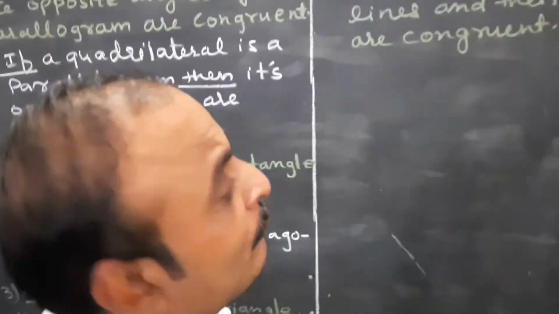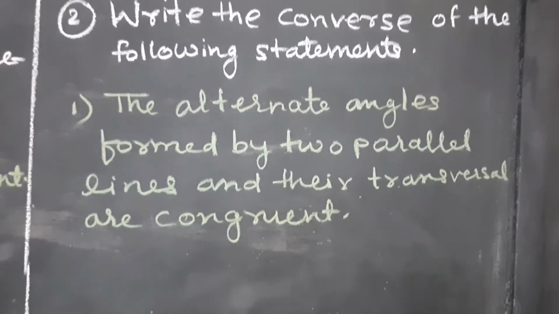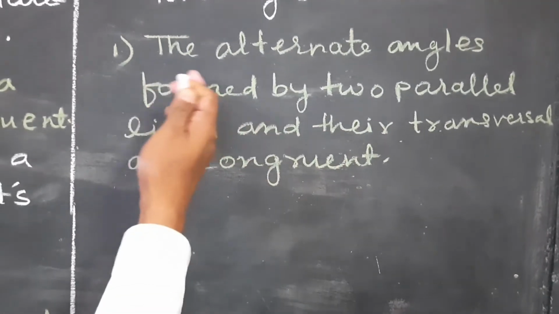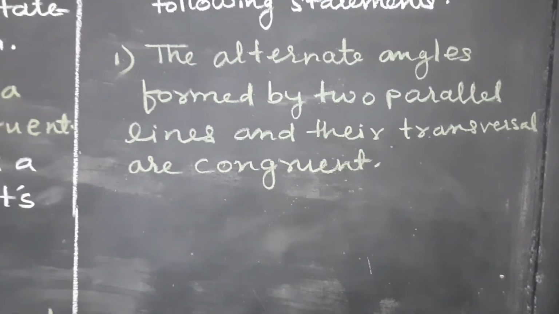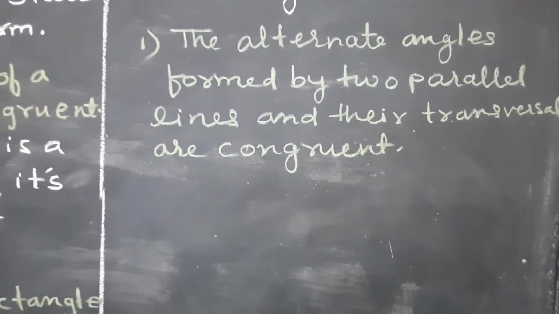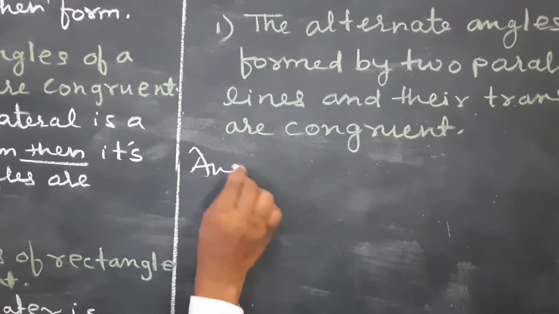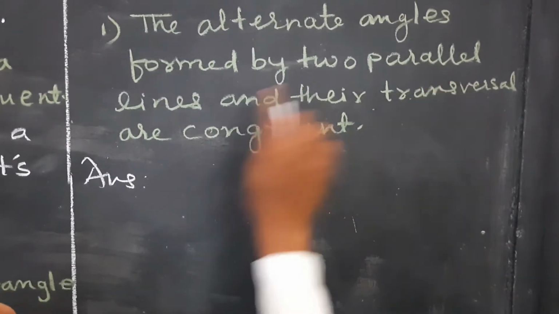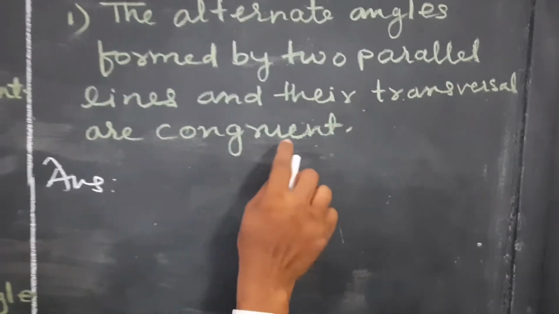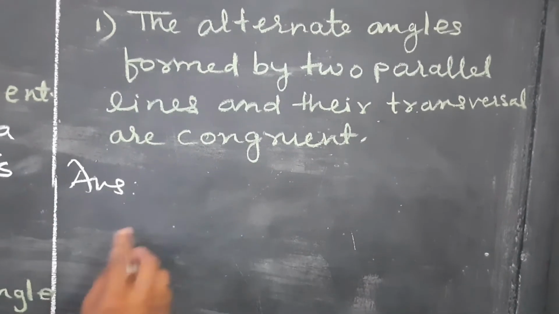Now moving towards your next question: write the converse of the following statement. Dear student, here you have to write this sentence in converse form. Converse form is very much related to your question number 1. If you write this question in if and then form, then ultimately it will become the converse. See, the alternate angles formed by two parallel lines and their transversal are congruent. Now we have to write this statement in converse form. So how can we write it?